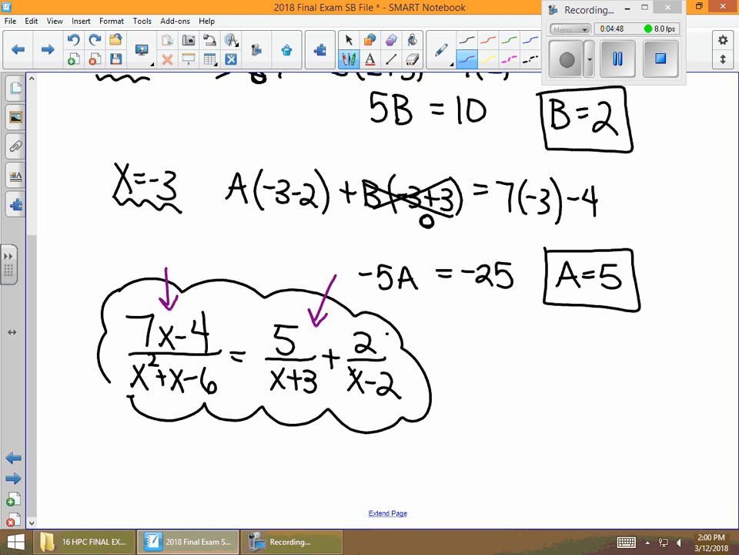The other way you can double check this is to combine your fractions here. Get a common denominator and combine. You should get 7x minus 4 as your numerator. All right, the next unit in the final exam review packet is rational functions. So think asymptotes and asymptote rules before you get there.